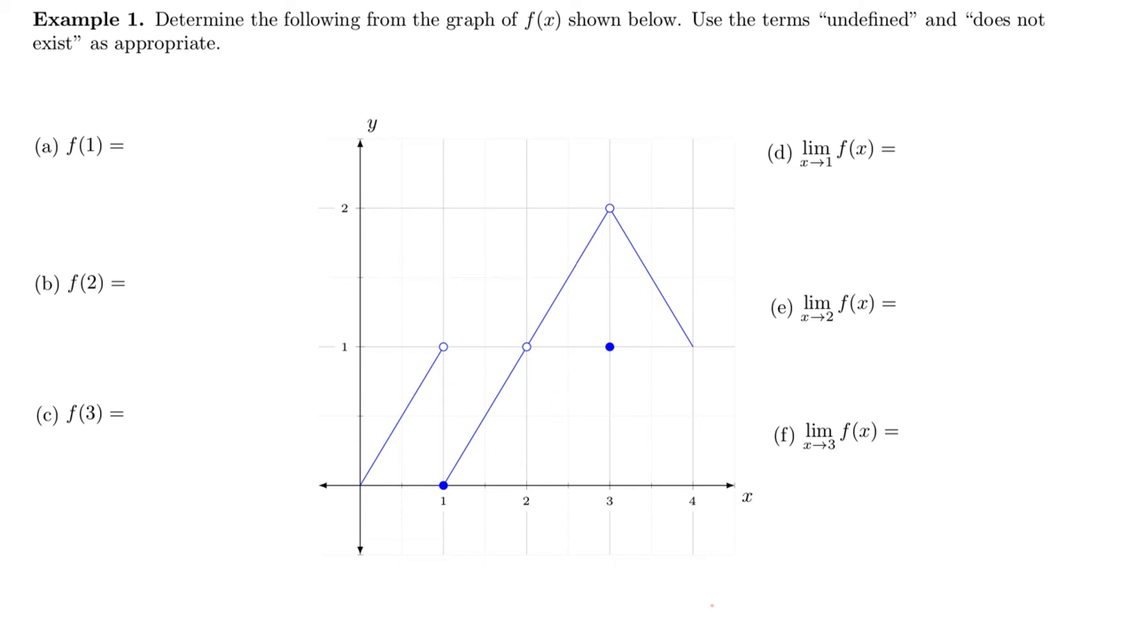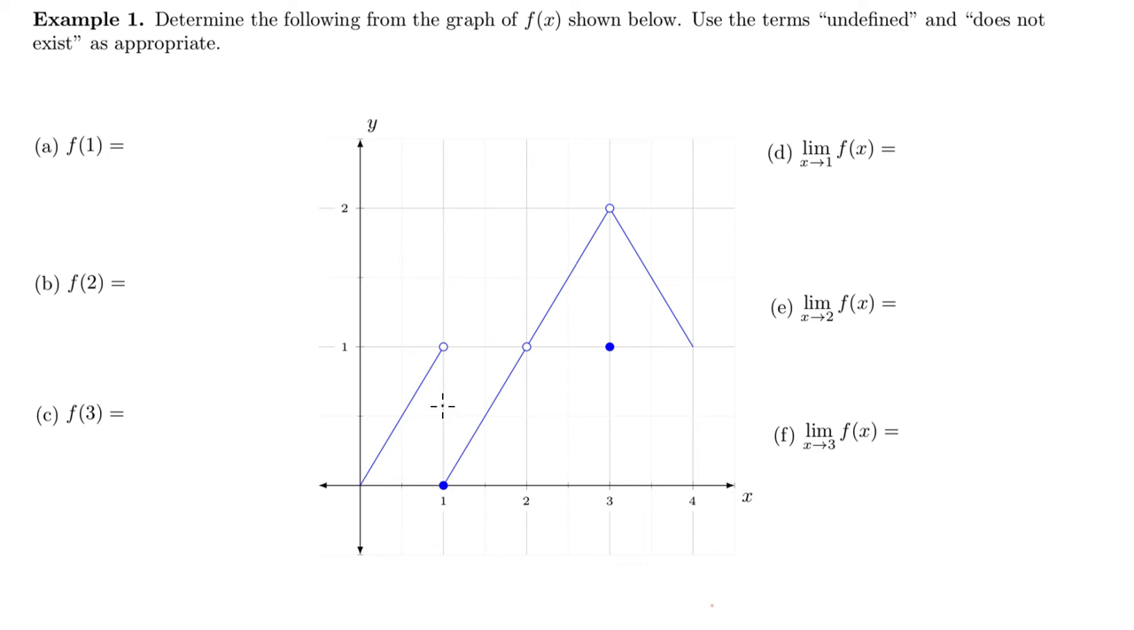Okay, so here we have the graph of a function. And we're going to highlight here the difference between function values and limits of functions. Sometimes they're the same, sometimes they're different, sometimes function values are undefined, sometimes limits don't exist. So let's see what we have here. f of 1, starting with A. So I look at x equals 1, and I go and look at the graph of my function. So what is f of 1?